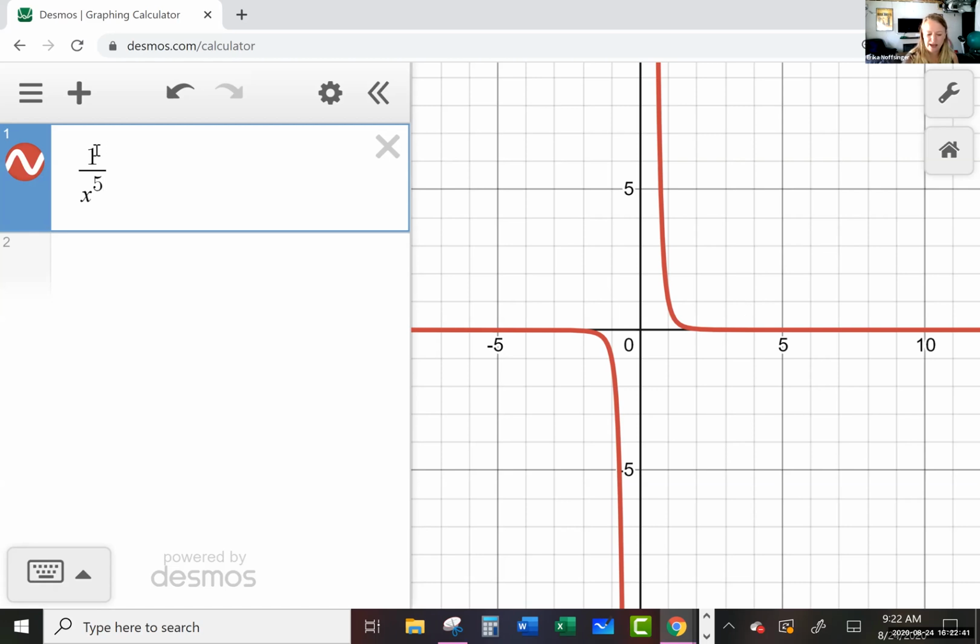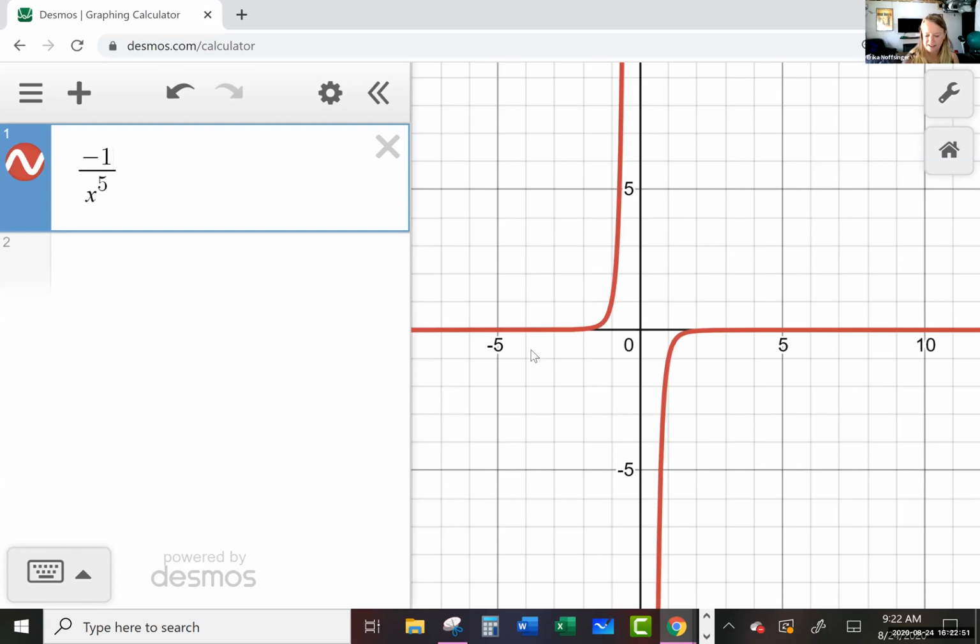It really doesn't matter what number I have up here. So let's say I have 5. That constant's not going to really affect it. Or even if I have a -1, it's going to affect the graph, but it's not going to affect the end behaviors of the graph. It's always going to be going to 0.